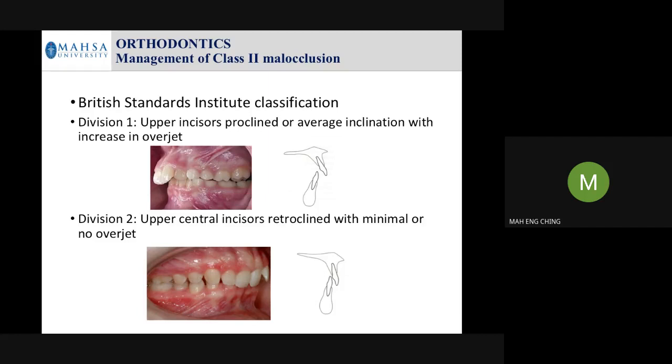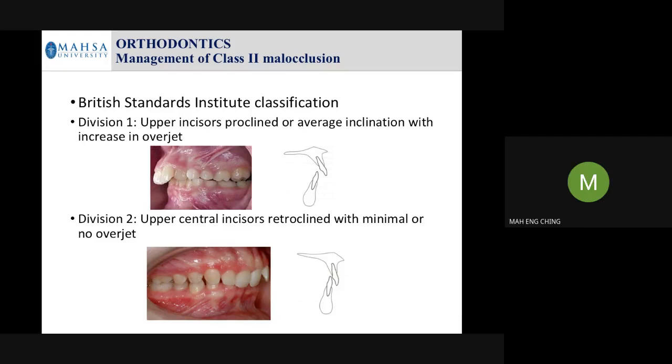So just now you mentioned class 2 half unit. Half unit usually is a classification for molar relationship. Then we can go for quarter unit, half unit, or full unit. So what does the unit mean? What's half unit? What's quarter unit? What's full unit? Is it the amount the tooth moves forward or backward?